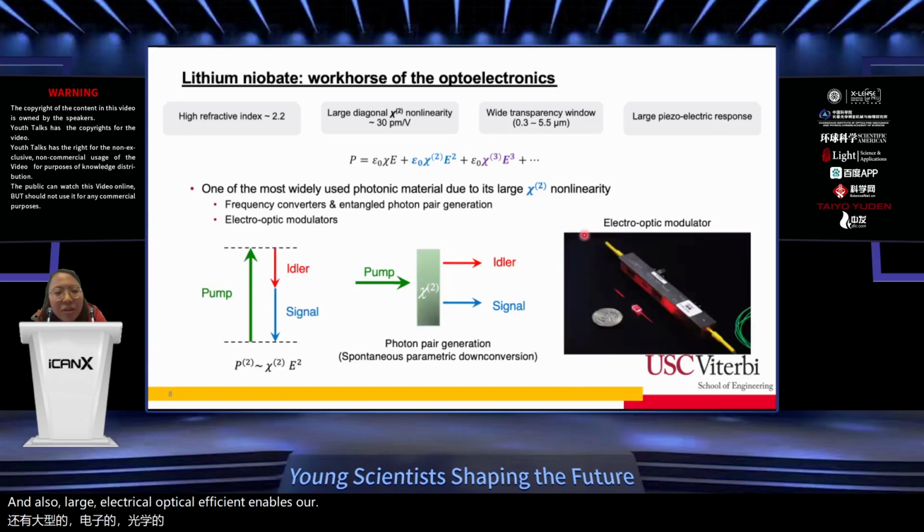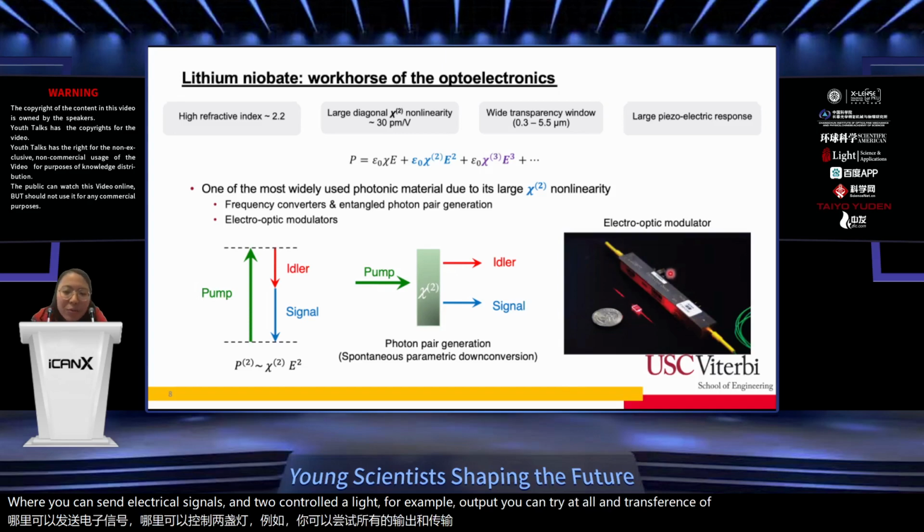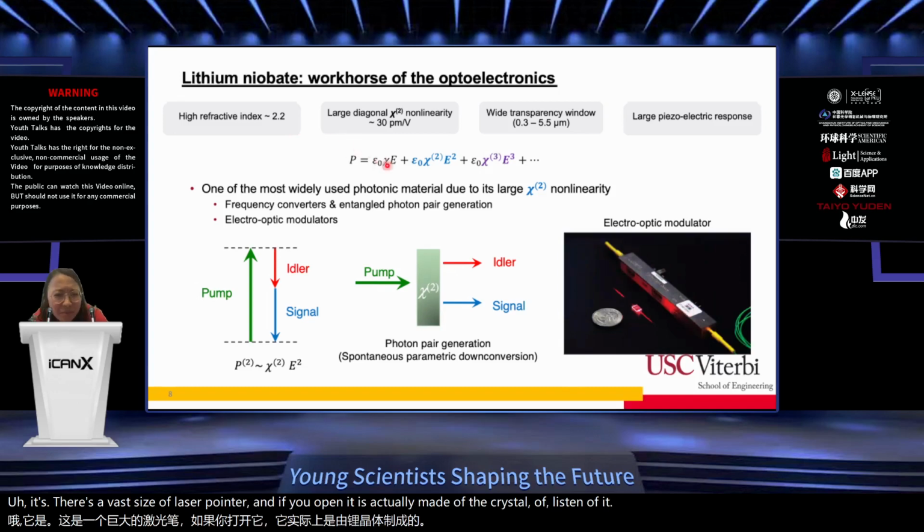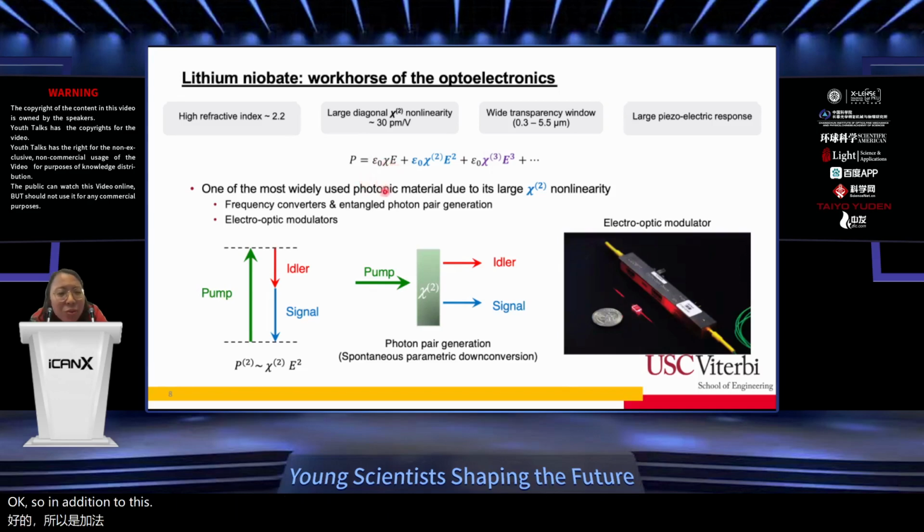and the large electro-optic coefficient enables our device called the electro-optic modulator, where you can send electrical signals to control the light. For example, at the output, you can turn it on and turn it off with an external electrical signal. And indeed, if you open this kind of device, it's about the size of a laser pointer, and if you open it, it's actually made of a crystal of lithium niobate.